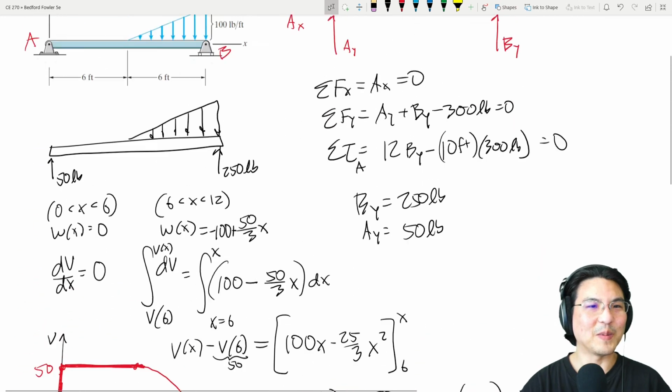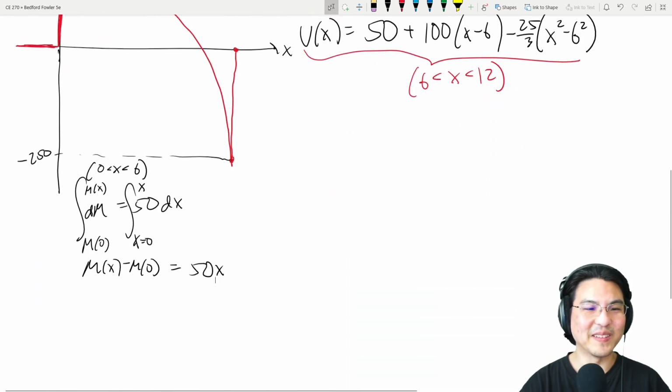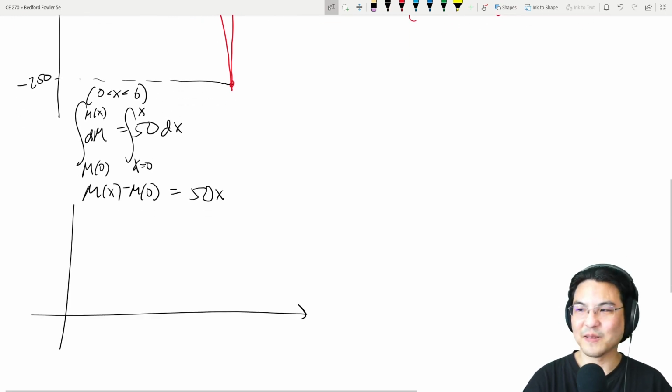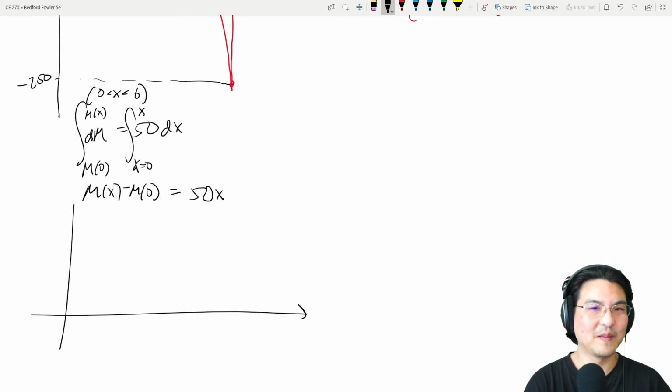Okay, and let's take a look at the picture. There's no couples or anything changing the bending moment instantaneously. So it looks something like, right, so it's 0 and then 50x. It's going up like that. The slope is 50. Oh, this is 0, right?